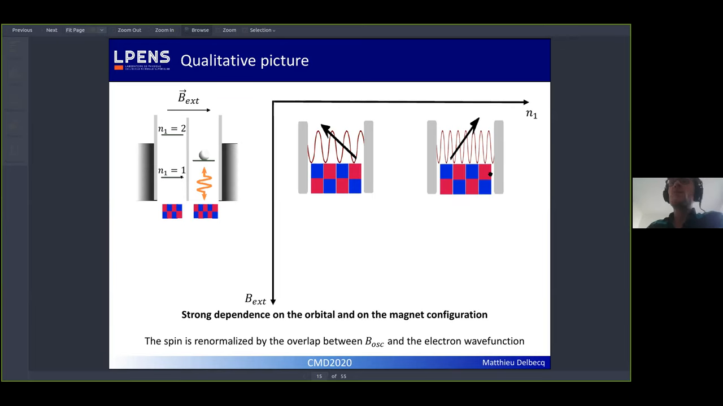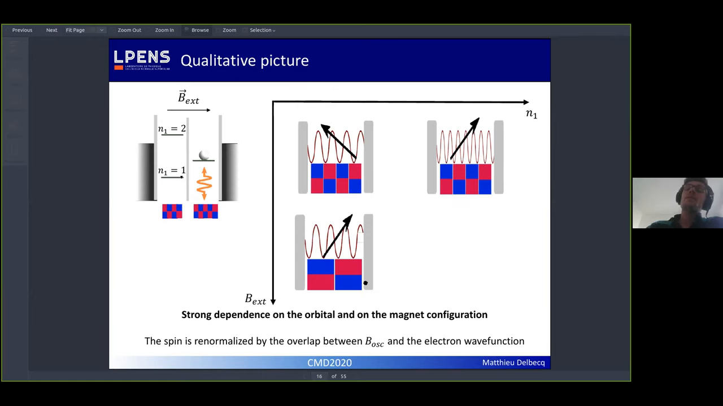This is the orbital effect that we are probably measuring. And if we keep the number of electrons constant, but change the external magnetic field, we will affect the magnetic texture domain configuration. And again, we'll change the spin components of the level.